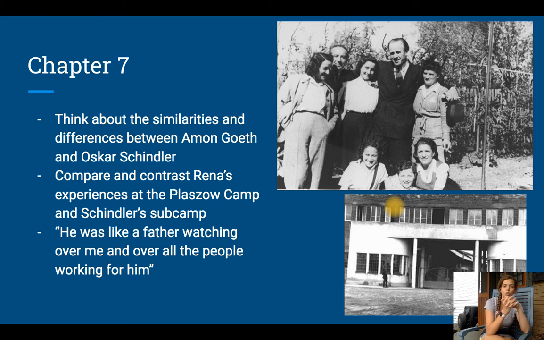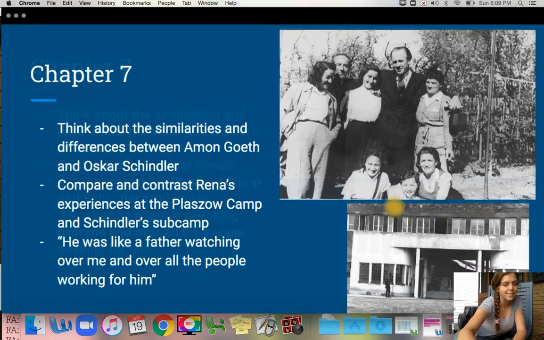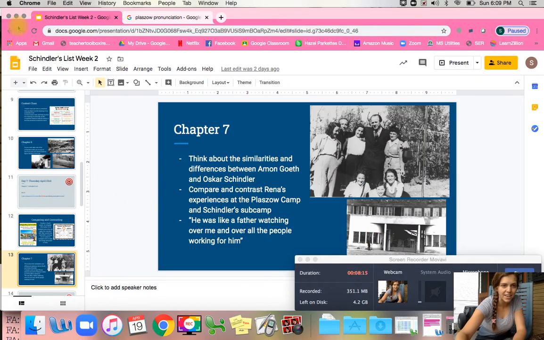So I challenge you to, after we read through this, create a Venn diagram and compare and contrast Amon Goeth and Oskar Schindler. Then maybe even create another Venn diagram and compare and contrast Rena's experiences at the Plaszow camp and at Schindler's subcamp. Okay? All right, let's go ahead and read.